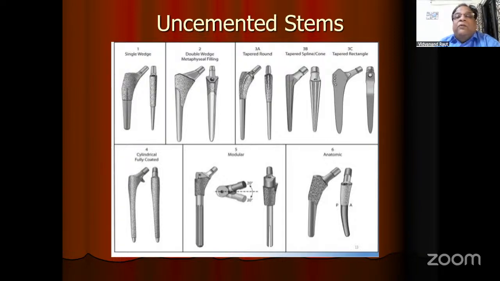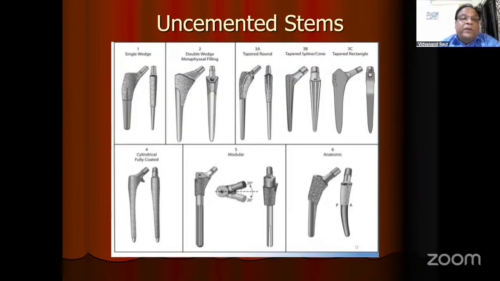Then type 3, we have tapered round, tapered cone, and tapered rectangle. 3B is a very commonly used stem. The prototype is the Wagner stem. It is a conical stem which is tapered in all 360 degrees. 3C is a tapered rectangle, which is not very commonly used, but we used to use it when I was training in Australia. This is called a Spectron stem.